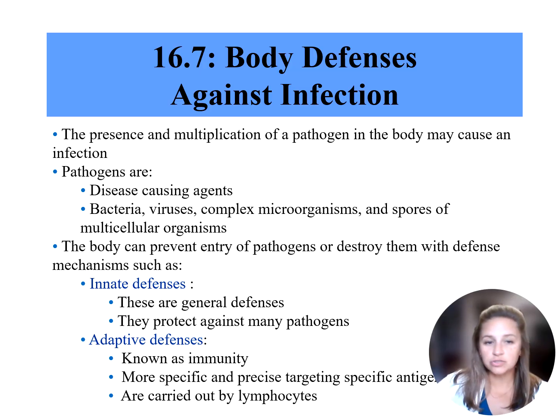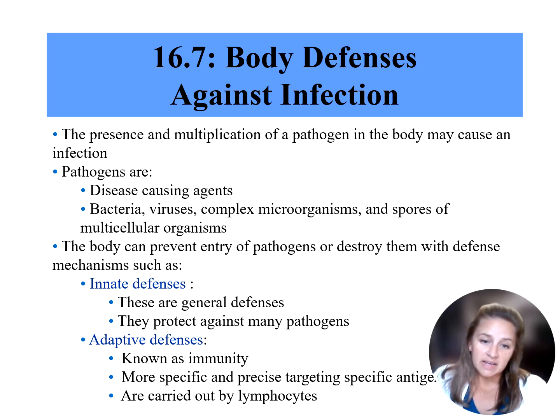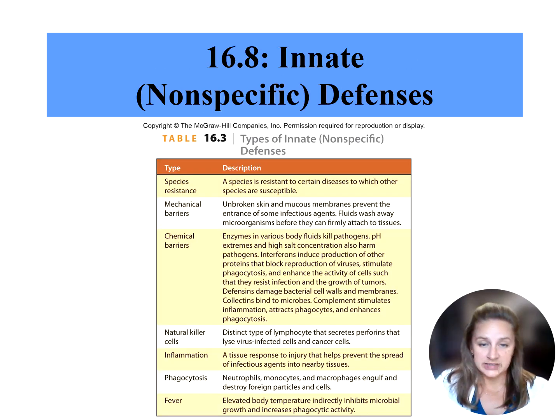But there are two ways that our immune system can react. We have what are called innate defenses. Innate you can think of as automatic, and these are things that you're born with. And then there are the adaptive defenses, sometimes called acquired immunity, that you acquire over time. These are more specific, and these are carried out by lymphocytes.